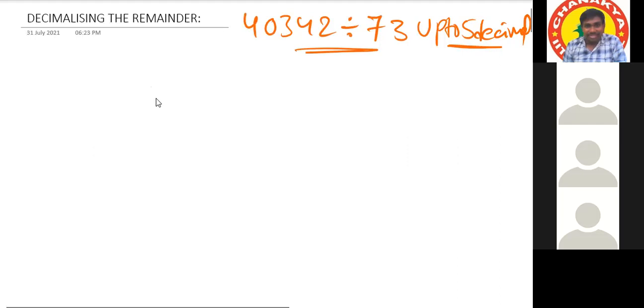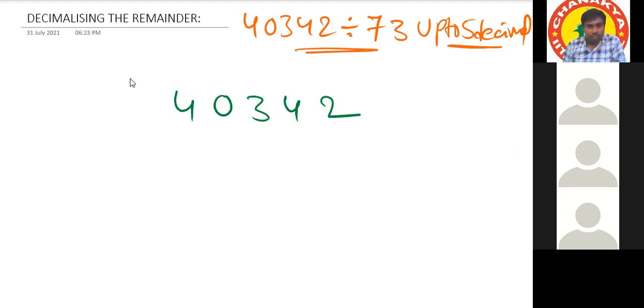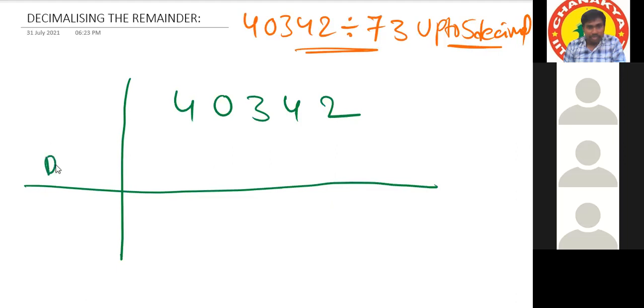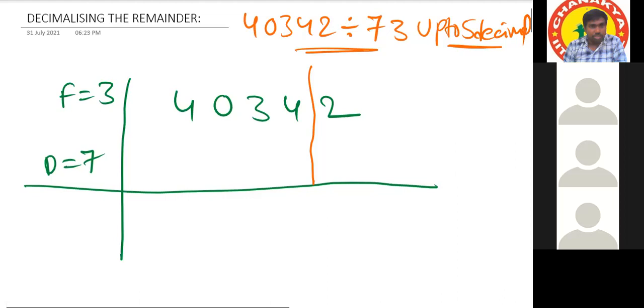Okay, so here the number is 40342. We have to divide this number by 7, which is the divisor. The flag is 3. The flag consists of 1 digit, so we have to separate 1 digit from the right side: 4034 and 2. Now see the solution.